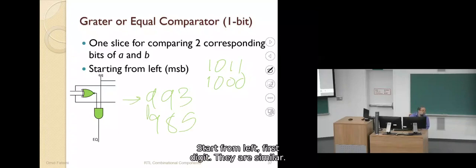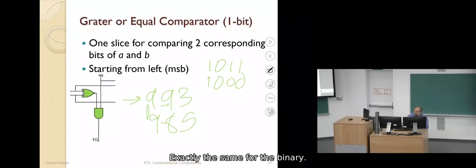First digit, they are similar. So let's go to the next digit. The next digit, this is greater than this, so the number is greater. We don't look at the rest of the number, whatever it is. So we start from the left, compare. If they are equal, then we go to the next. If it is greater, then it means that the number is greater. If it is less, then it means that it is less. We don't go to the rest of the numbers.